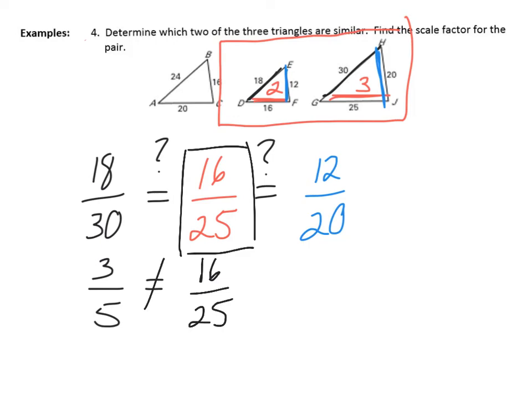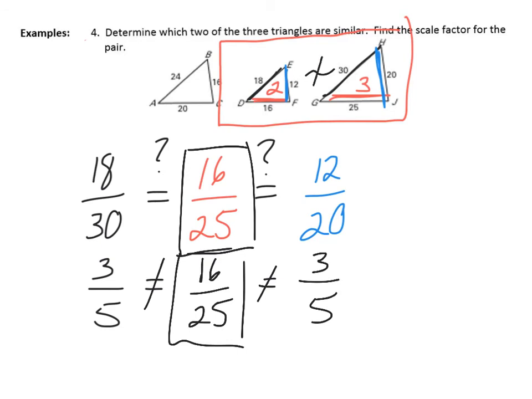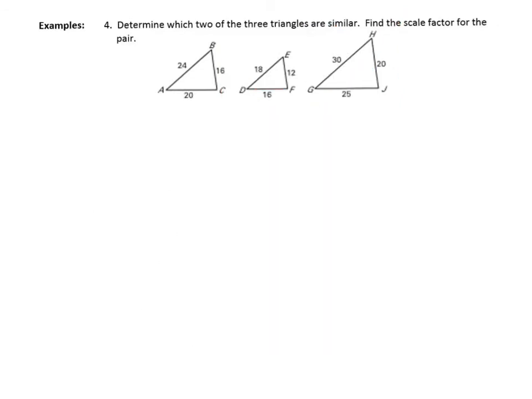Once again, I can do the last one if I really want to. That will give me 3 to 5, but it doesn't matter. It's not equal to that 16 over 25. So in this case, once again, now I know that 2 and 3 are not similar. At this point, I'm only left with triangles 1 and 3, so that's the last pair I'll check just to ensure that they are similar.